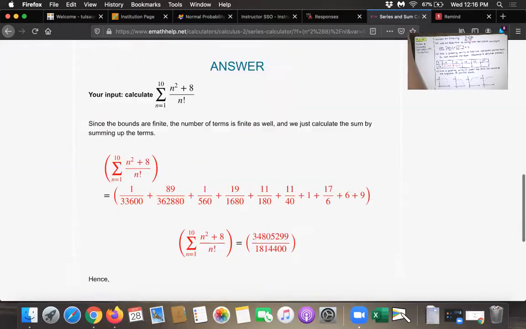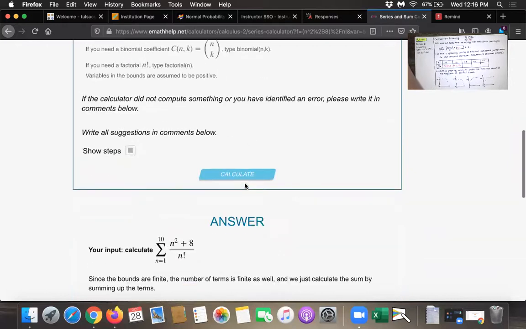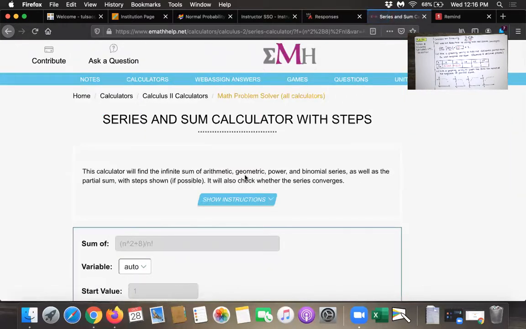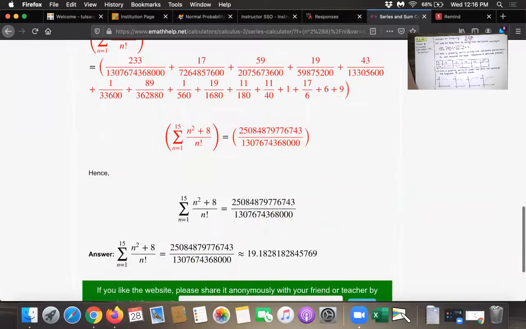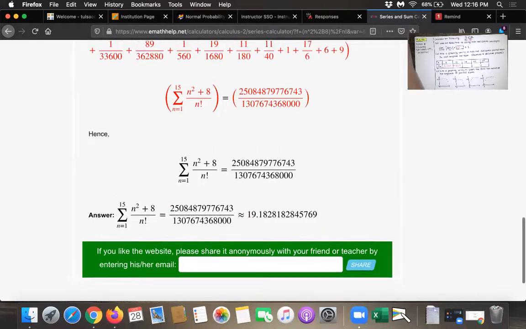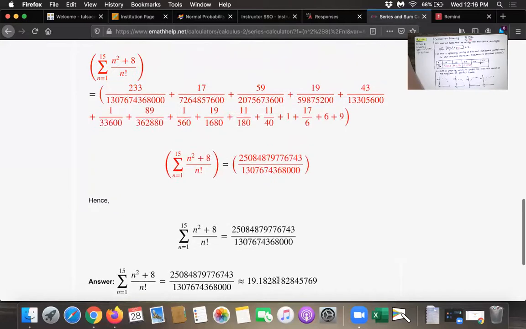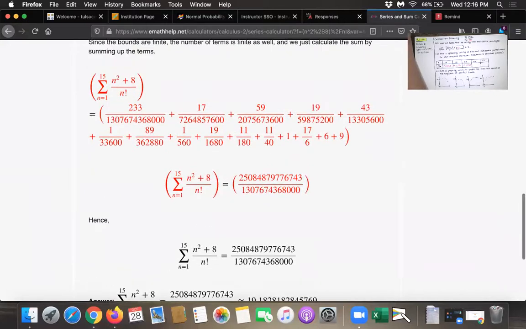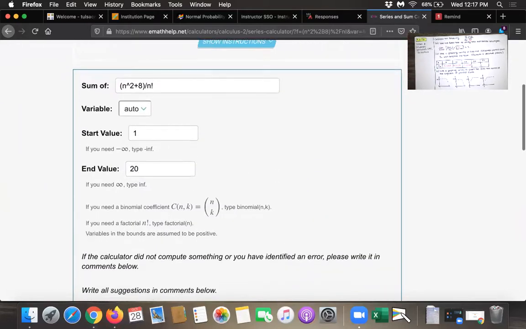Okay, well, we want the 15th partial sum. So that's the sum of the first 15 terms. And rounding to 4 decimal places again, still gives us that 19.1828. And look at that 5th decimal place, 182845. Exactly the same to 4 decimal places. Let's look at 20 terms. That's what they want next.